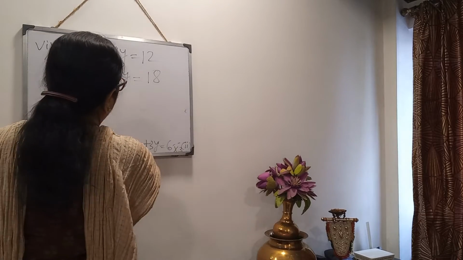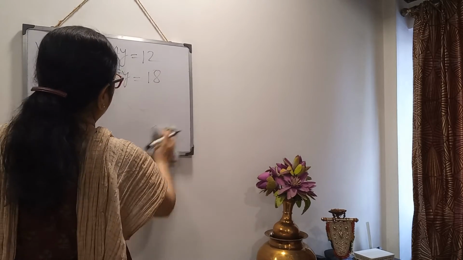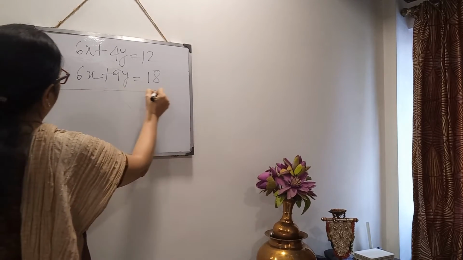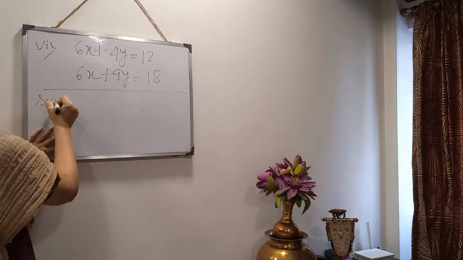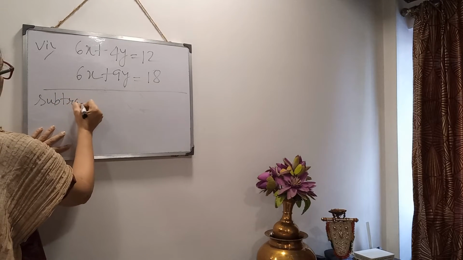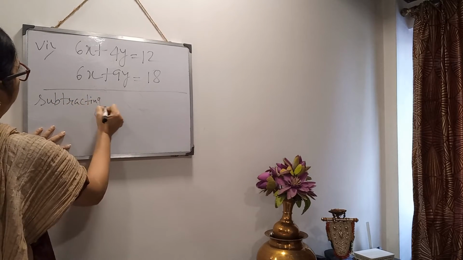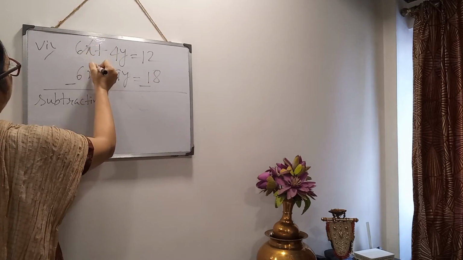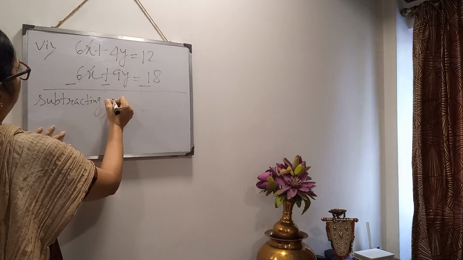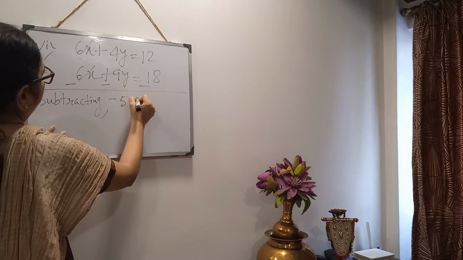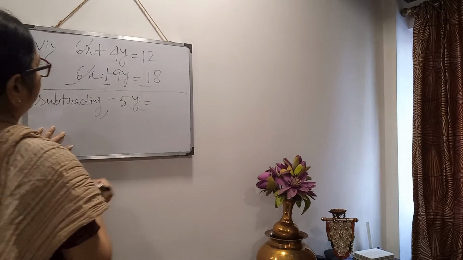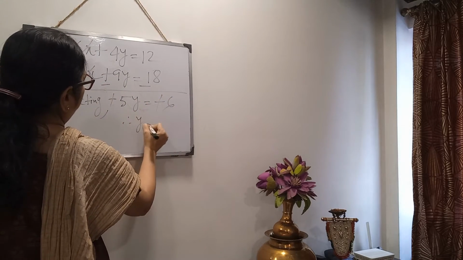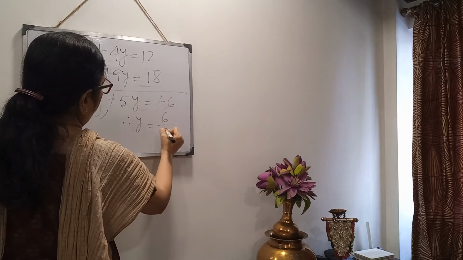Now by adding, x or y, neither will be eliminated. So in this case we have to subtract. You know the rule of subtraction. Here, subtracting, the sign will be changed. Now this is eliminated. 4y minus 9y means minus 5y. And this side minus 6. Minus minus will be cancelled out. So my value of y is coming 6 by 5.